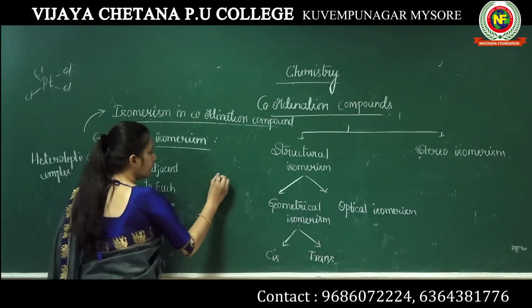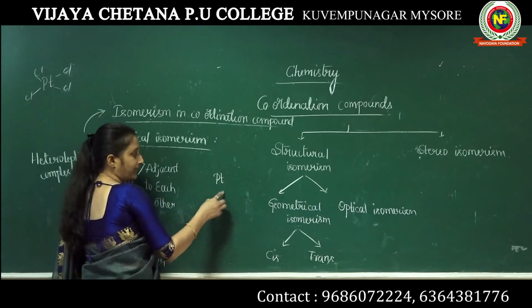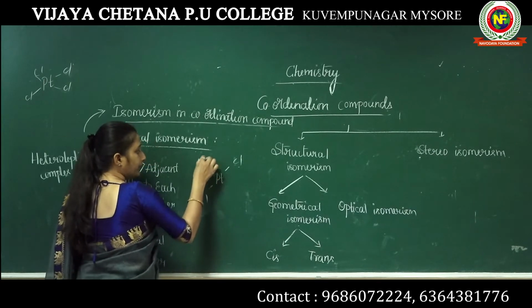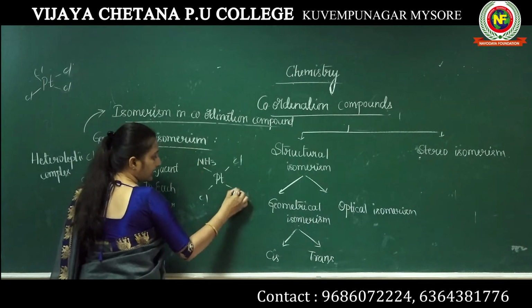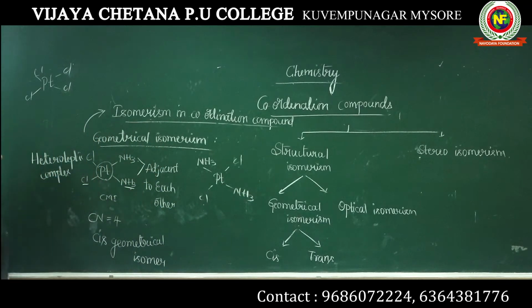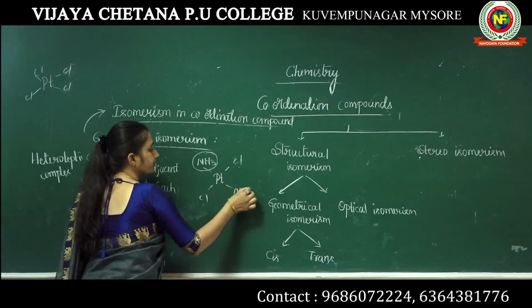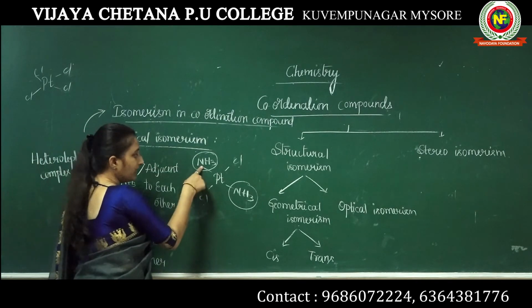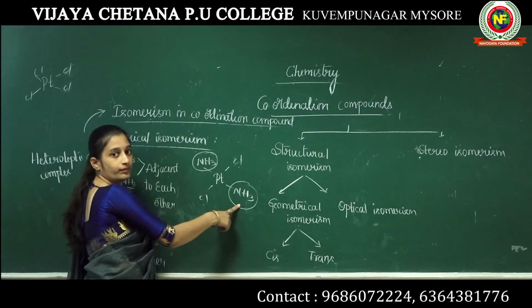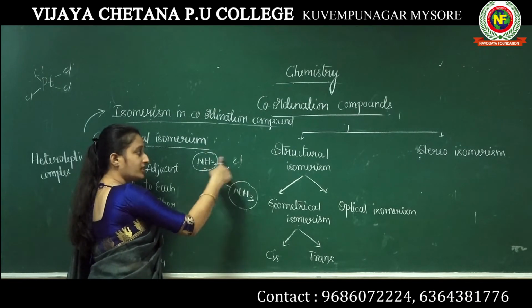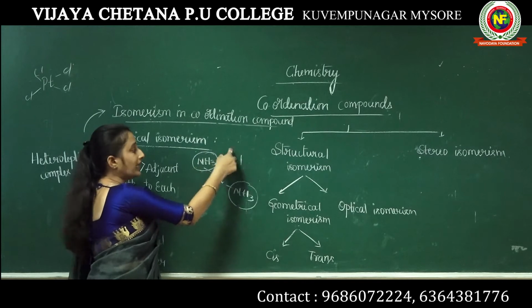Suppose platinum, Cl, NH3, NH3. Any two similar groups opposite to each other. Opposite to each other means NH3 and NH3. NH3 and Cl are different groups, they are not adjacent.